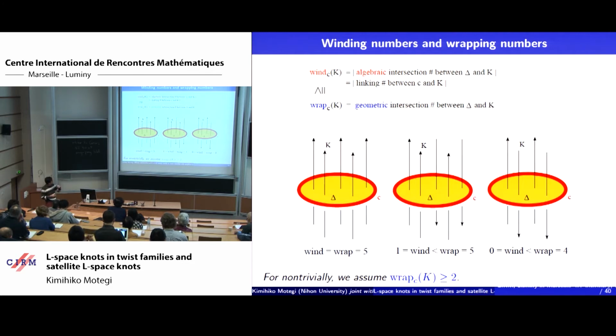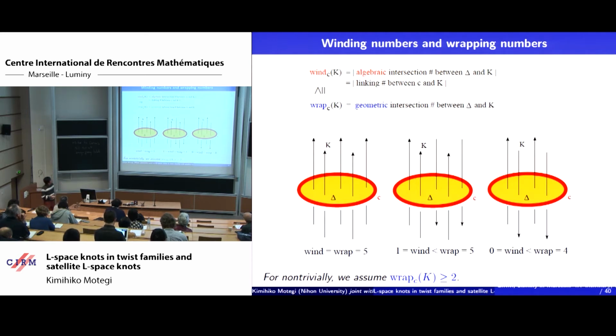Similarly, if the wrapping number is 1, then C is a meridian of K. So again, any twisting along C does not affect the knot type of K. So in the following, we assume the wrapping number is greater than 1.